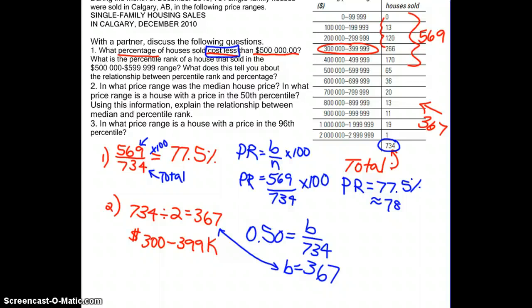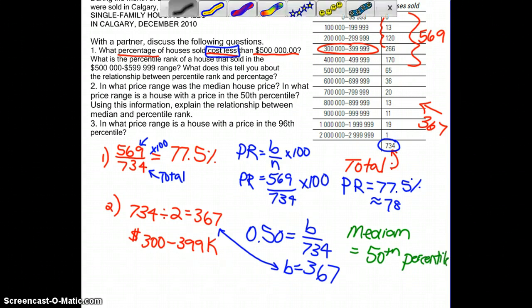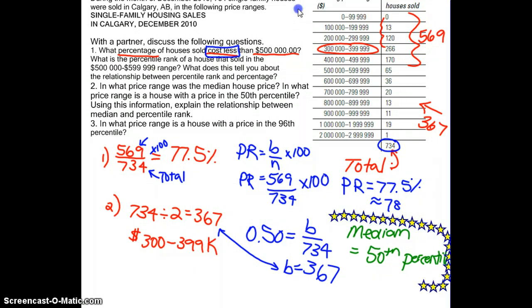So these are the same, so what does that mean? That means that the median and the 50th percentile mean the same thing. Okay, so write that down, please. Median equals 50th percentile. Star it, make sure you know that, because that is key.